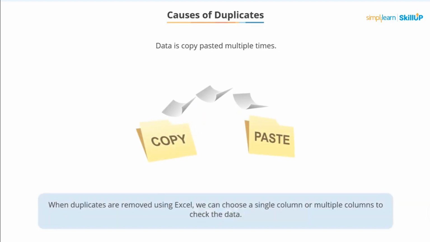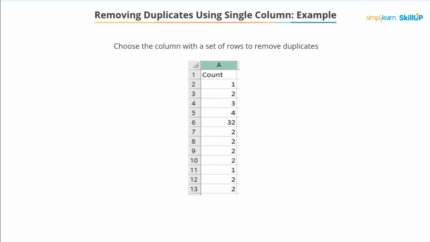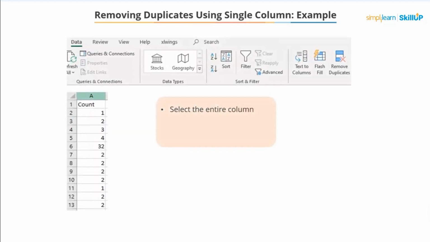When duplicates are removed using Excel, we can choose a single column or multiple columns to check the data. Let us consider an example to understand it. Choose the column with a set of rows to remove duplicates. Here, you can see that there are many duplicates in this column. Let us select the entire column.